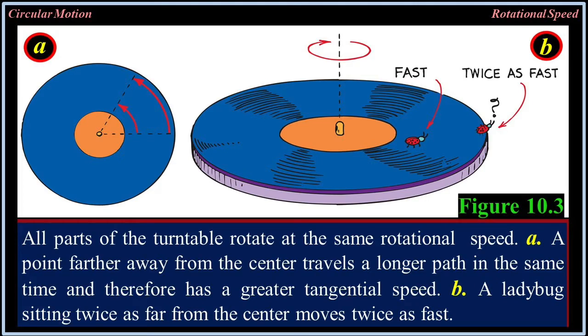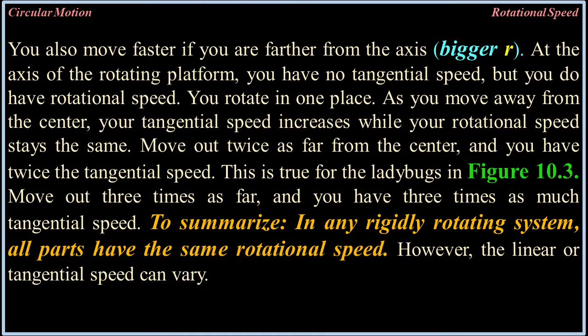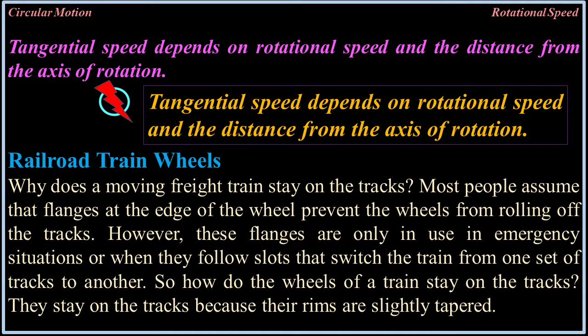To summarize, in any rigid rotating system, all parts have the same rotational speed. However, the linear or tangential speed can vary. Tangential speed depends on rotational speed and the distance from the axis of rotation.